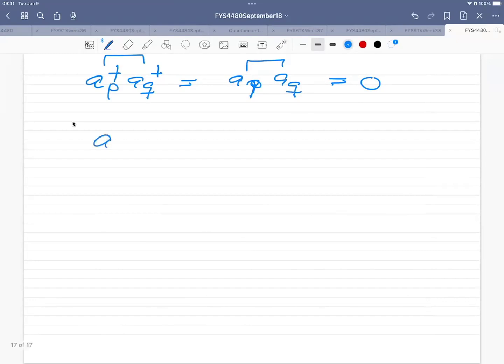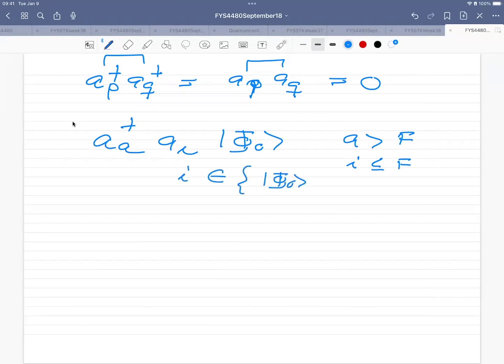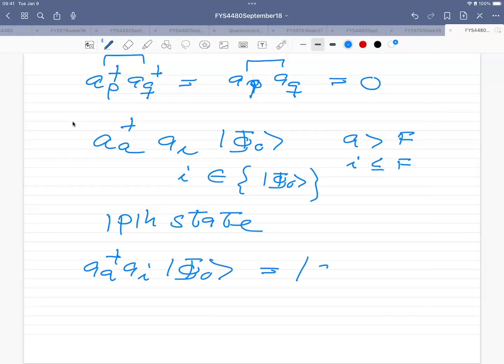Okay, I'll define a new state. So if I have an a, where a is a particle state, and then I have an i, a is now larger than F, and i is less than F. And here we assume that i is included in phi 0. So what happens now is that we are removing one particle from the state i, creating one hole state. And we are going to use the notation phi_i^a. The subscript is a hole state, and the superscript is a particle state. And it's just one of the many possible Slater determinants which we can make.